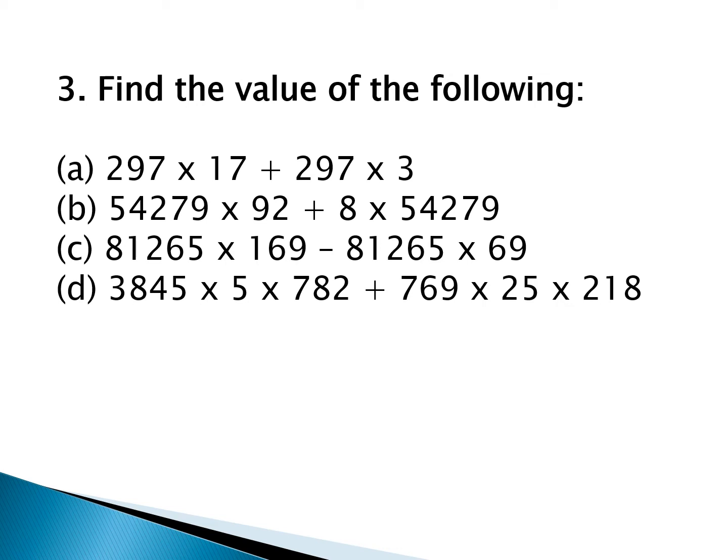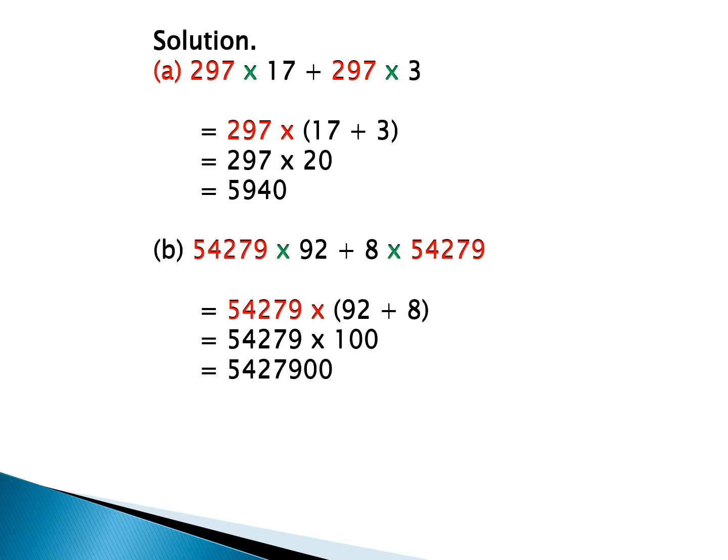Children, now this is our third question. Find the value of the following. Now there are four parts in this question. So let's start with this question. Children, now come to the A part. 297 multiply 17 plus 297 multiply 3. We are using distributive property of whole numbers here.